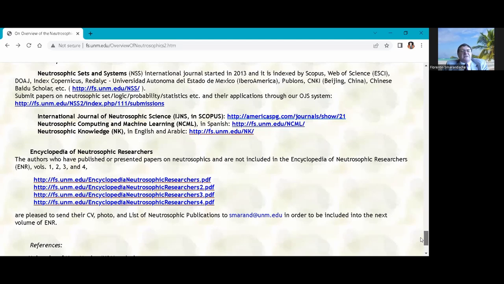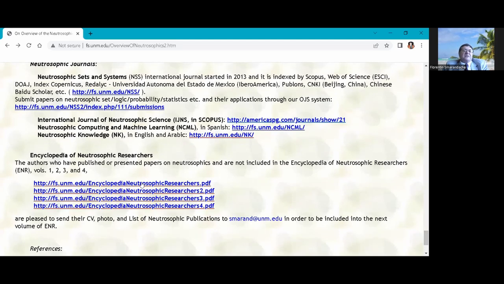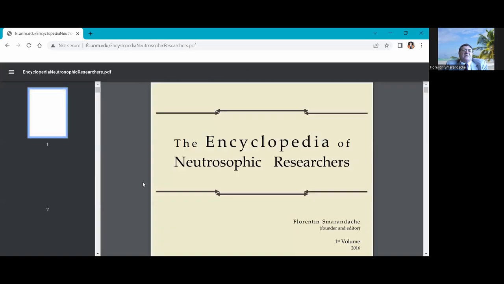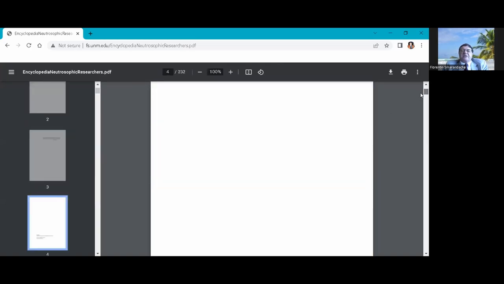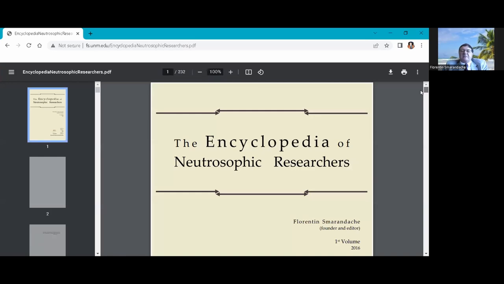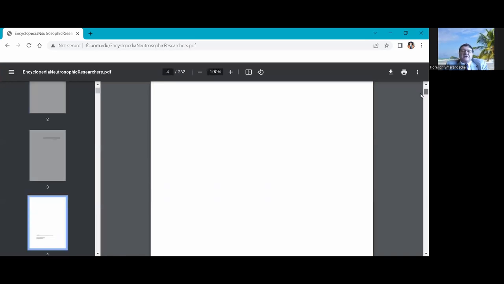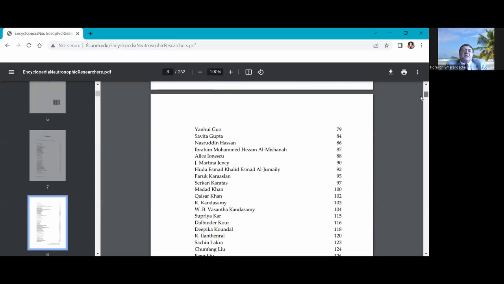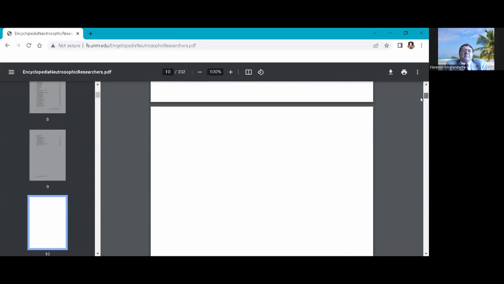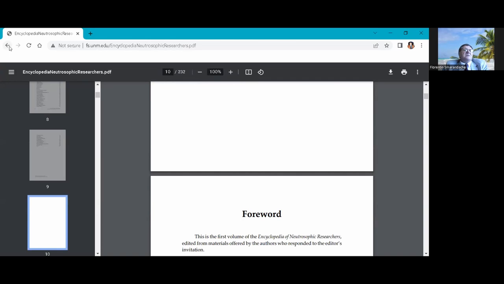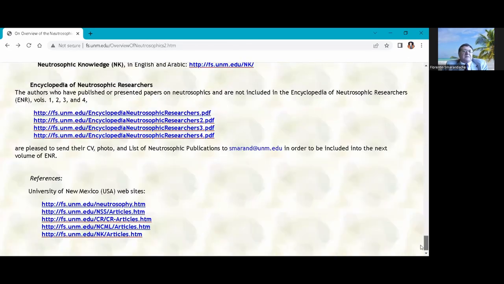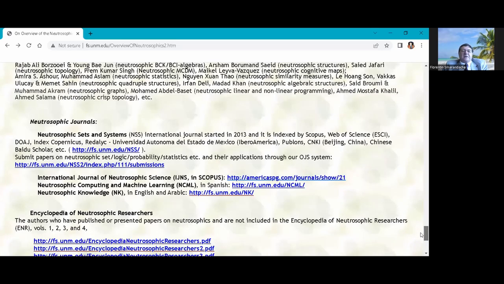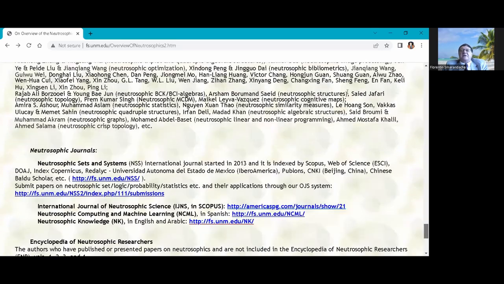There is also an encyclopedia of Neutrosophic researchers. So we have hundreds of people. Actually, the last time we got about 7,000 Neutrosophic researchers that published papers, presentations, or had PhD theses on the Neutrosophic sites.